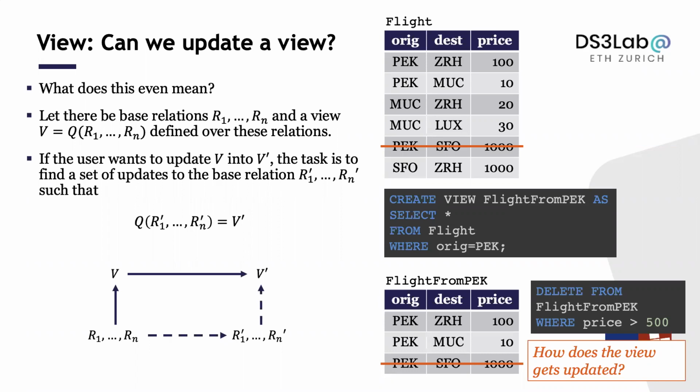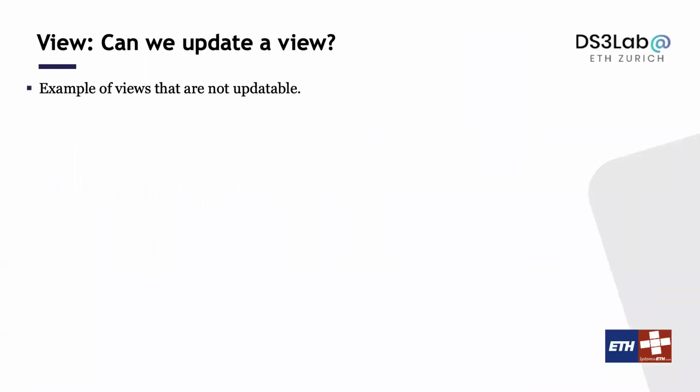Do I always have a unique way to update my base relation such that you get the update on your view? These are really two fundamental questions that you need to understand when you are trying to build a system that supports updating of the view. The answer to these two questions, not surprisingly, is both no. It's not always the case that you can find an update of the base relation to reflect the update of the view. And even if those updates exist, they may not be unique.